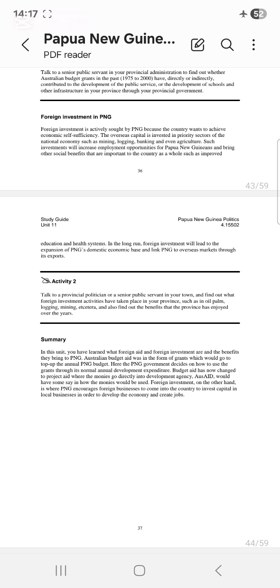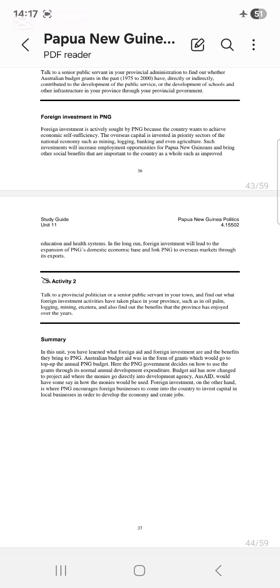The overseas capital is invested in priority sectors of the national economy, such as mining, logging, banking, and even agriculture. Such investment will increase employment opportunities for Papua New Guineans and bring other social benefits that are important to the country as a whole, such as improved education and health systems. A mouthful of words here, but to understand what foreign investment is: basically overseas capital.